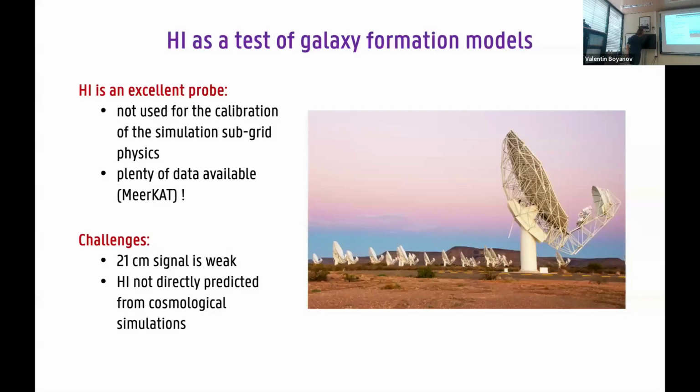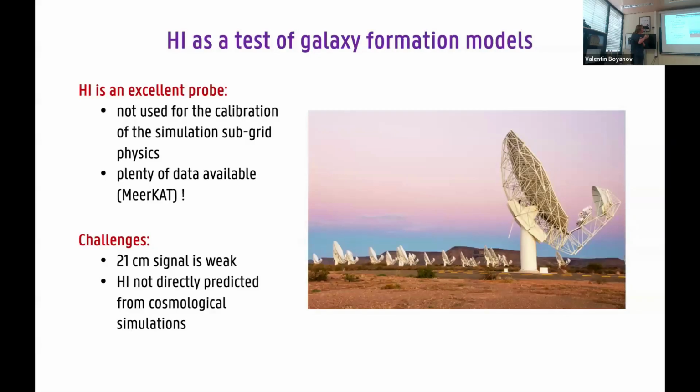Another challenge is that atomic hydrogen is not predicted directly from your simulations. Your simulations predict the amount of gas or the amount of neutral gas, but it cannot separate between atomic and molecular gas. Why not? Because that depends on the radiation field. Your UV radiation field will determine your balance between atomic and molecular gas. It can dissociate molecular hydrogen.